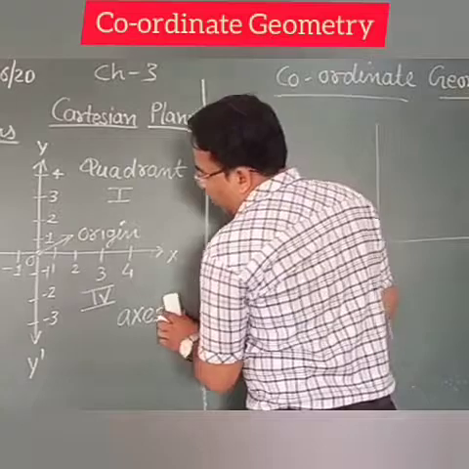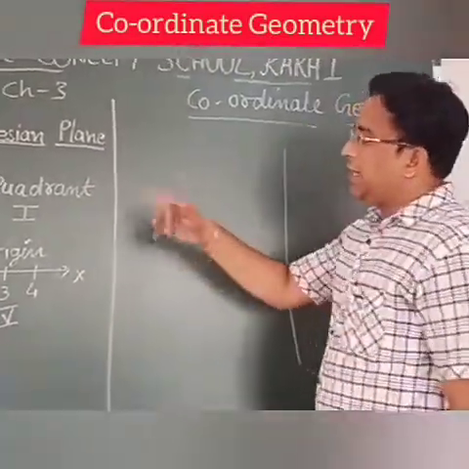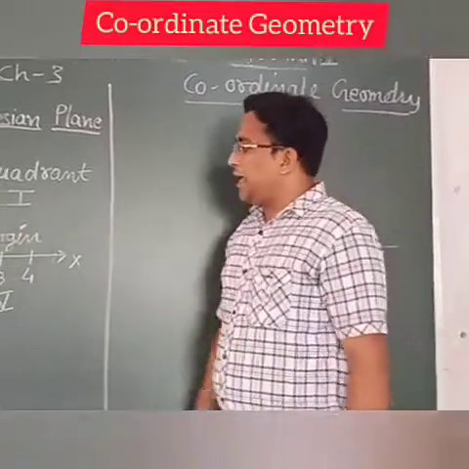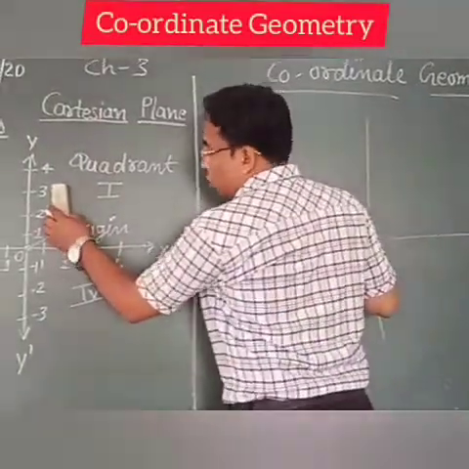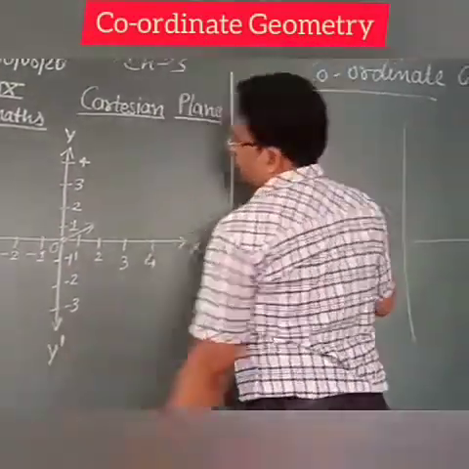One more thing you can see here. There are four quadrants, first, second, third, fourth, and the point where both the axes meet is known as the origin. Clear? Let's get some more information.